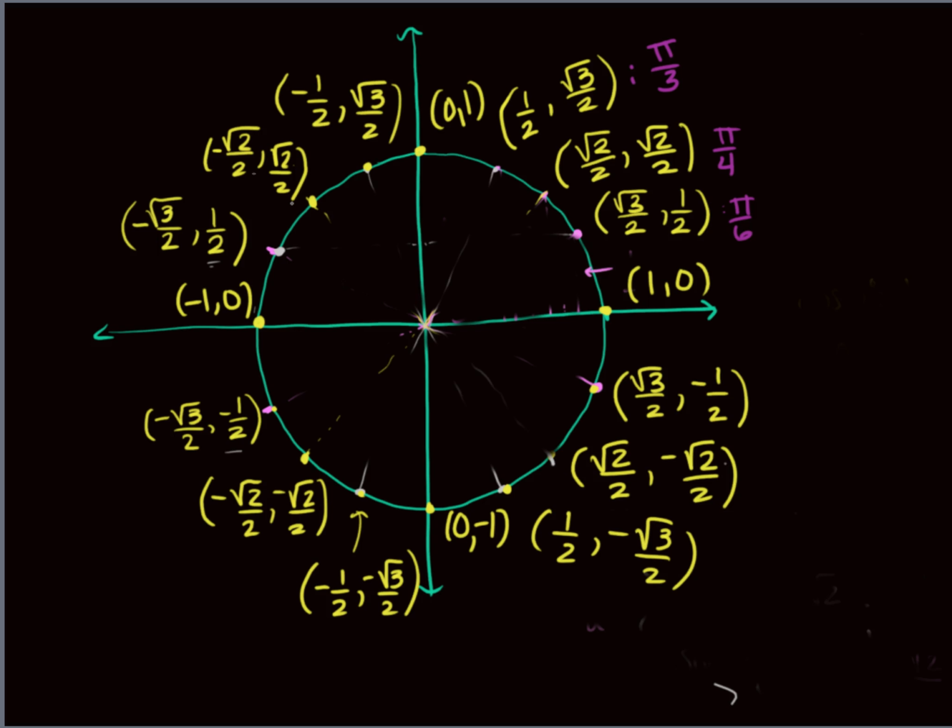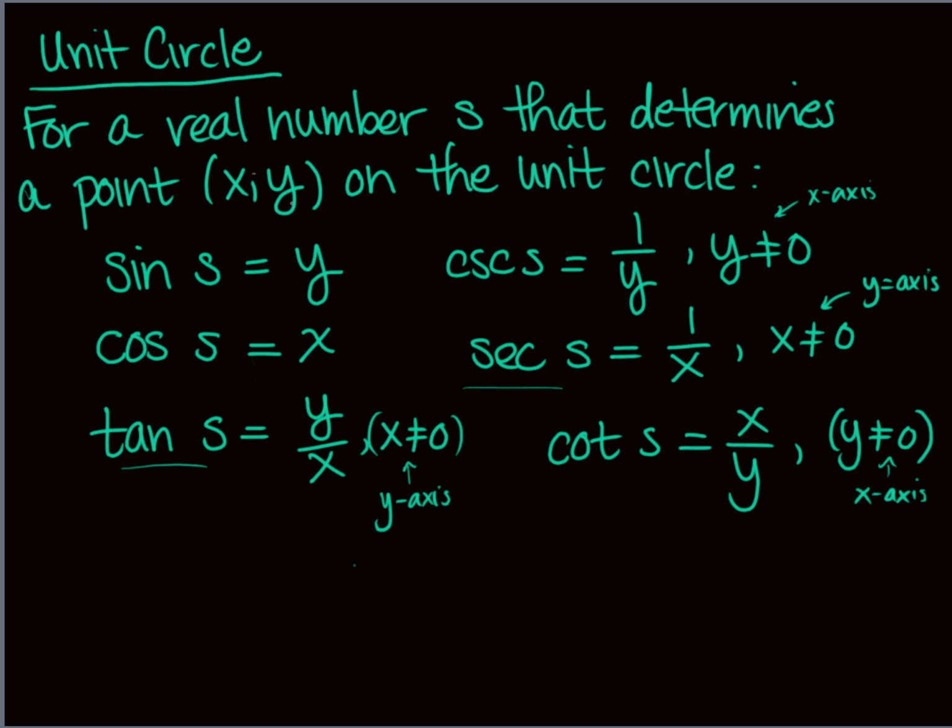So let's look at some more examples of these. I actually want to show you how I do this. That's my first layer, that's good to know. Second layer, let's get rid of that. And then I'll show you how you can do it with the unit circle also. So let's just evaluate, find the exact value.